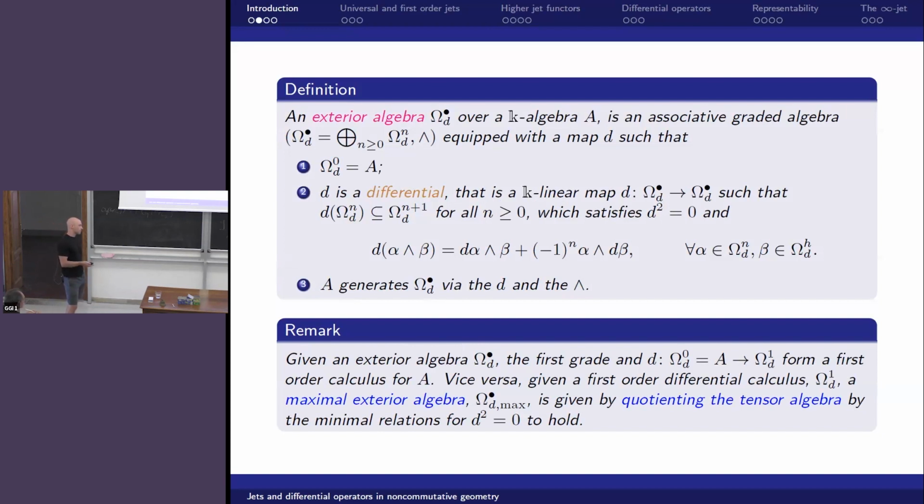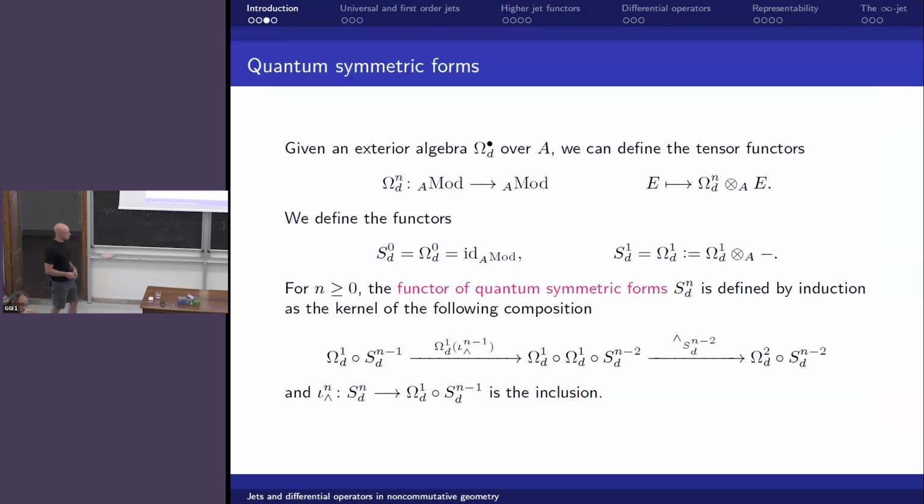And an exterior algebra you think of as some sort of non-commutative generalization of the de Rham complex, so some sort of generalization of forms. So these things would be anti-symmetric in a sense. So you can ask what would the corresponding notion of symmetric forms be? And there's a few possible definitions.